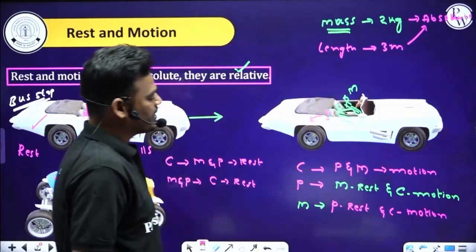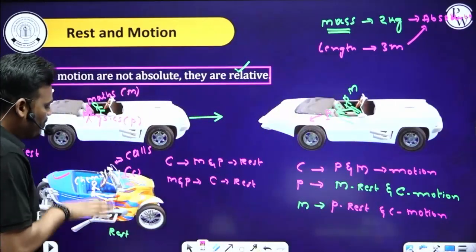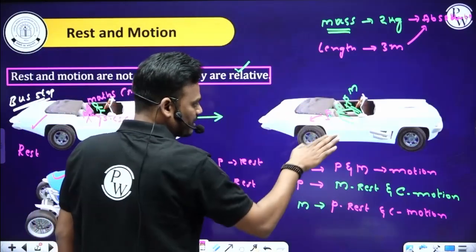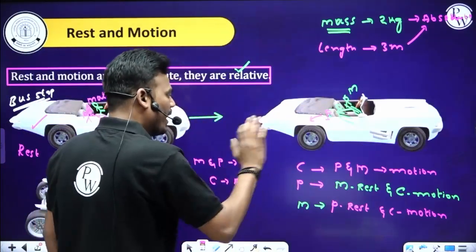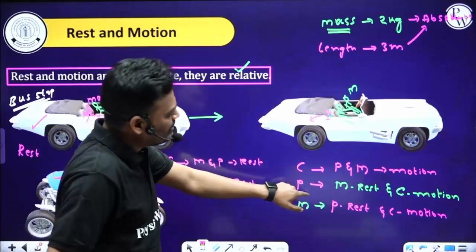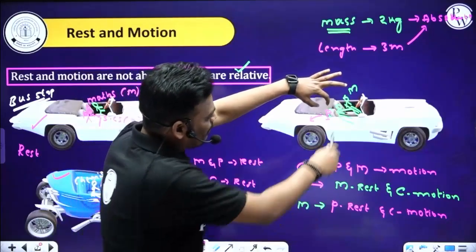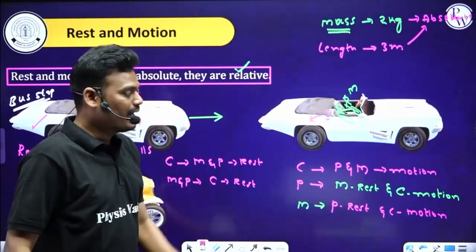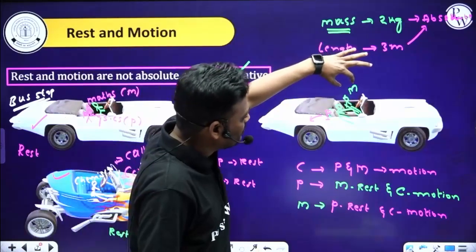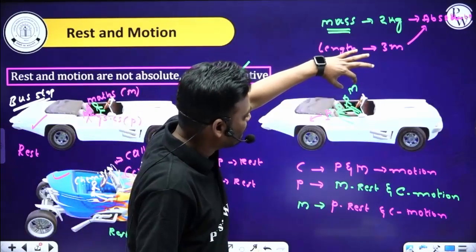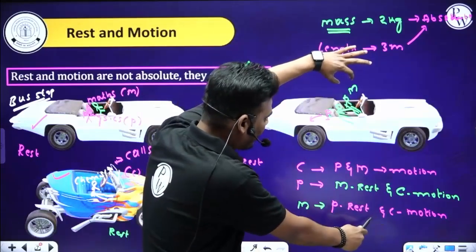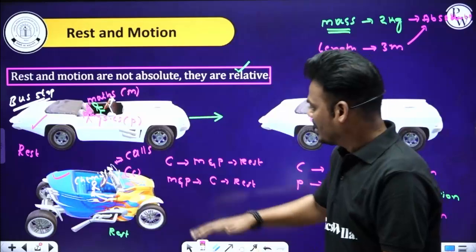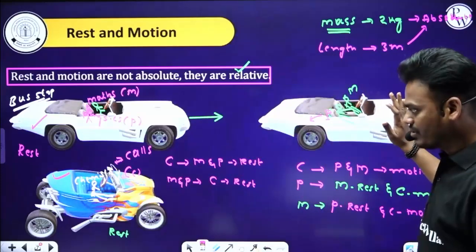At the same time, when the observer is chemistry, both maths as well as physics are in motion. When physics is the observer, maths is at rest, but chemistry is in motion. When the observer is mathematics, physics is at rest, but chemistry is in motion. At the same time, different observations.